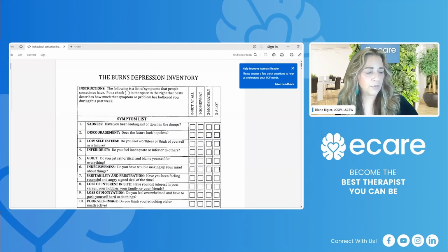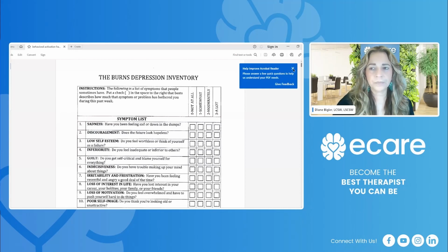So let's look at the screenings that I've included. Some of these you may be using, some of these you may not. I just pulled some of the most common depression screenings so that you are able to have different options.